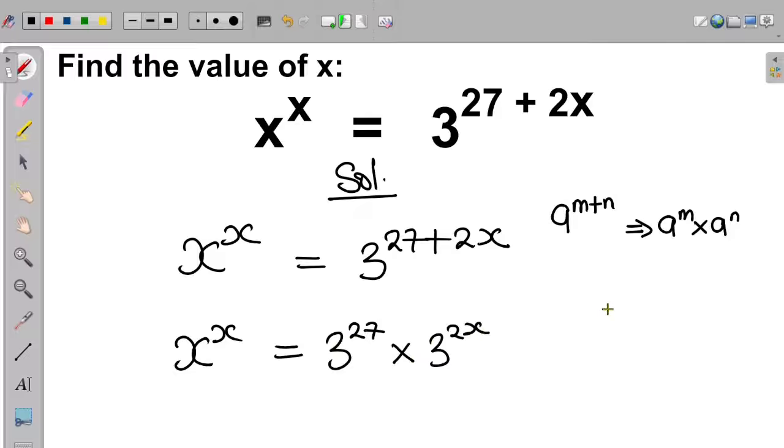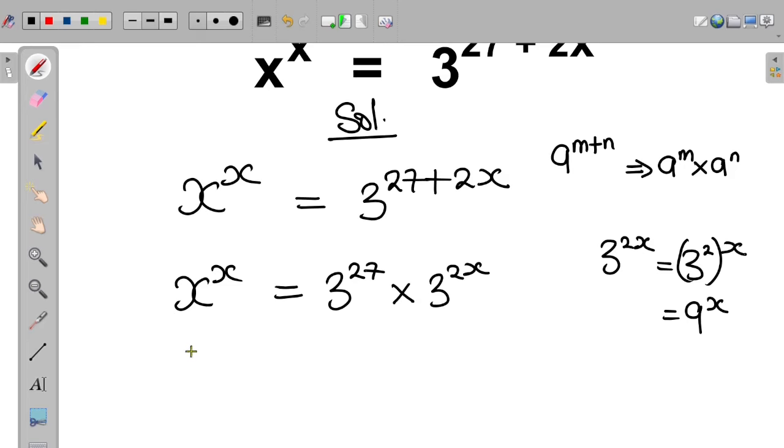And recall also that 3 raised to the power of 2x is equal to 3 raised to the power of 2 all raised to the power of x. So this is expressed as 9 raised to the power of x. So therefore, we have that x raised to the power of x is equal to 3 raised to the power of 27 times 9 raised to the power of x.